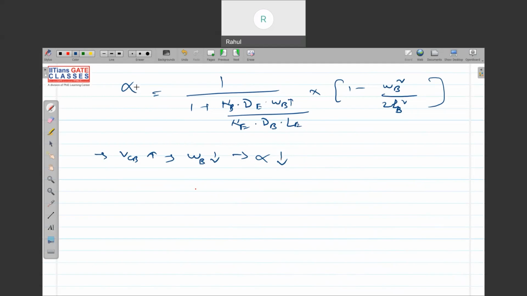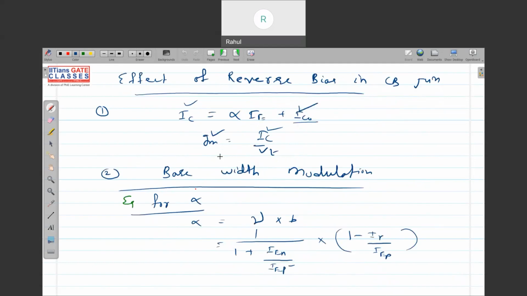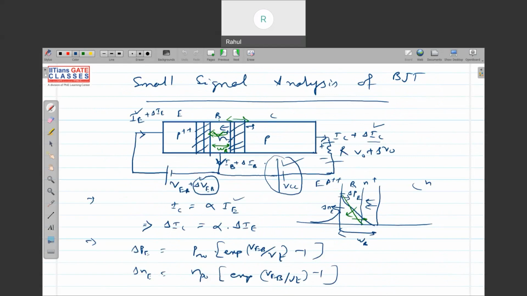Sorry. What is happening? Just a minute. If you increase the collector to base junction reverse bias, okay, the depletion width will increase. This will increase, but the base width will decrease.